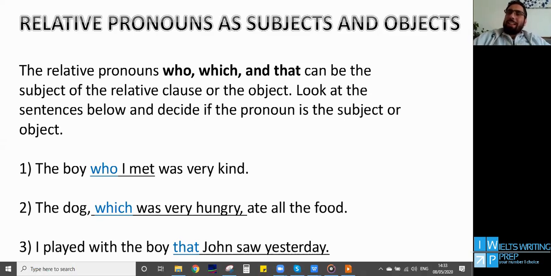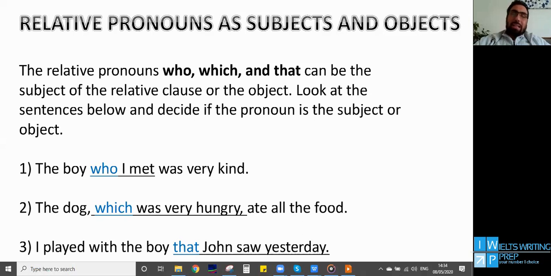Now, how do I know if something is the subject of a sentence or not? The subject is followed by a verb. If something is a subject, directly after it we're going to have a verb. Sometimes we might have adverbs, but as a general rule, when we have a subject, the next word after it is going to be a verb. So when I look at number one and I say, who I, is I a verb? What do you think? You're saying no. So this relative pronoun is not a subject.